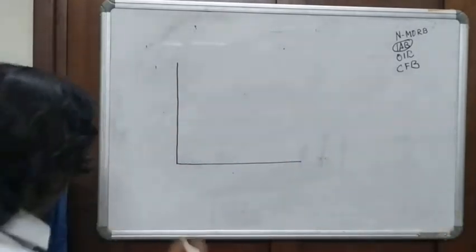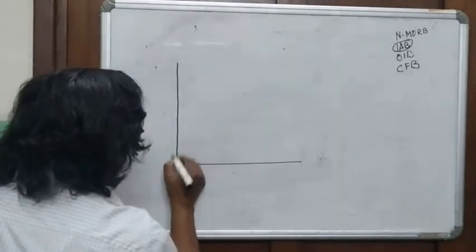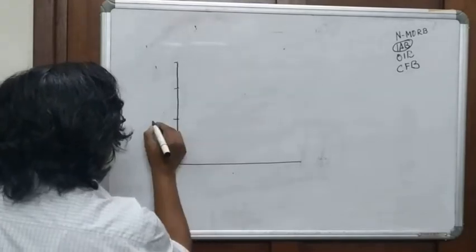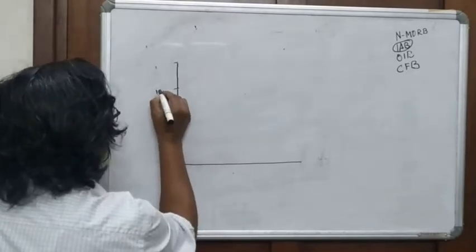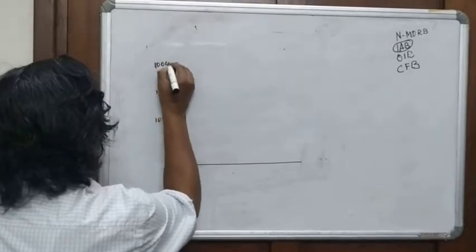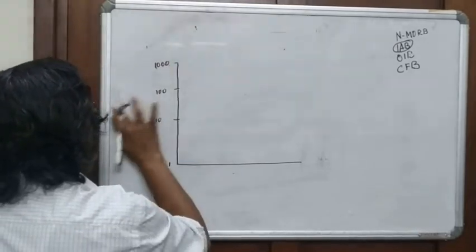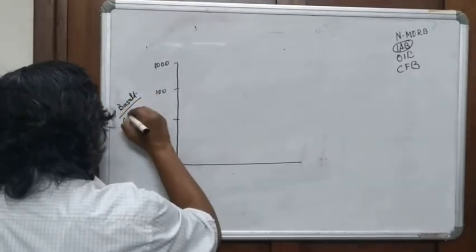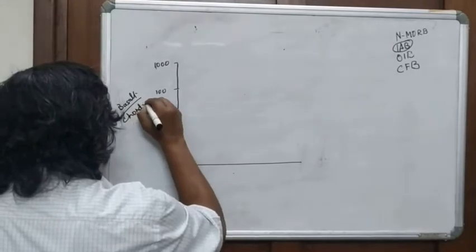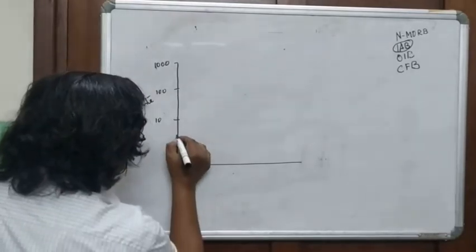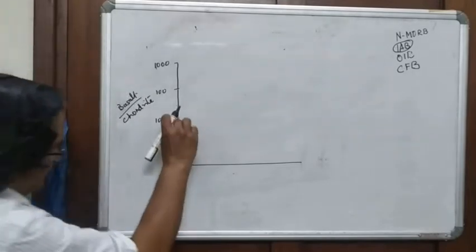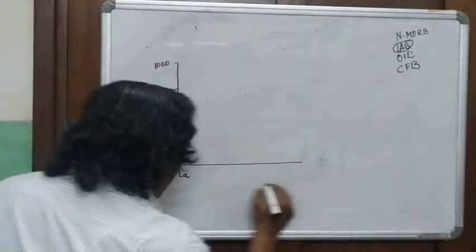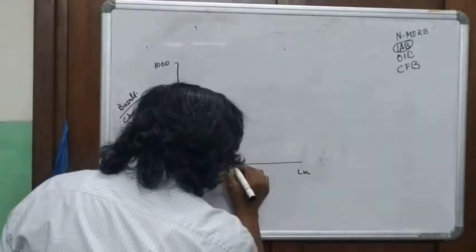Now, I am drawing the graph. This is 1, 10, 100, 1,000. Rock by, or I can say basalt by chondrite. And this is a log scale, remember? So the divisions become smaller as you go up and down. And this is lanthanum, and this is lutetium, and somewhere here you have europium.